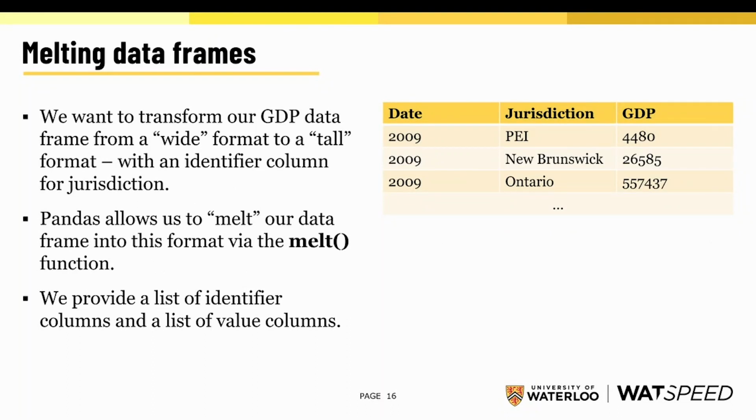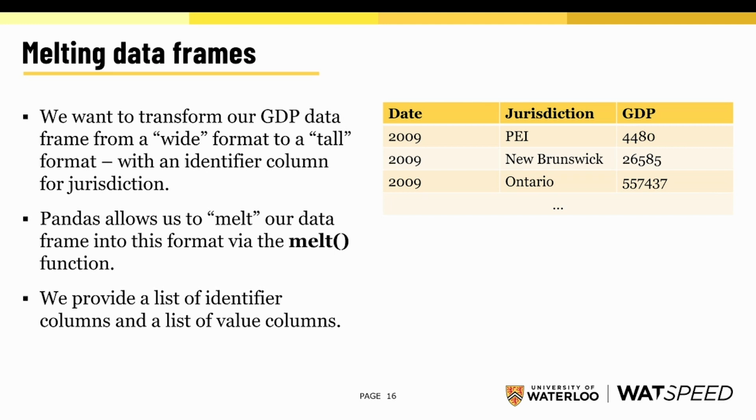We will need to transform our GDP data by melting the data frame. This has nothing to do with the Wicked Witch of the West. This is a technique we can use to convert wide data frames into tall data frames. So we want to transform our GDP data from a wide format to a tall format. The table on the right is an example of what we want to eventually have: one column for date, one column for jurisdiction, one column for GDP.